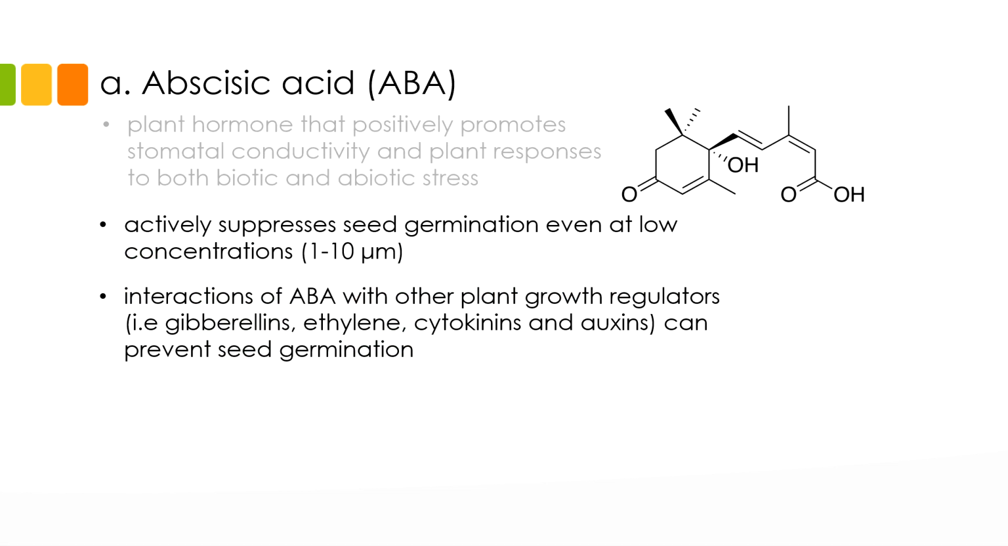How about during germination? ABA is a negative regulator of seed germination. Even at very low concentrations of 1 to 10 micromolar, it actively suppresses seed germination. ABA can also interact with other plant growth regulators such as gibberellins, ethylene, cytokinins, and auxins to prevent germination.